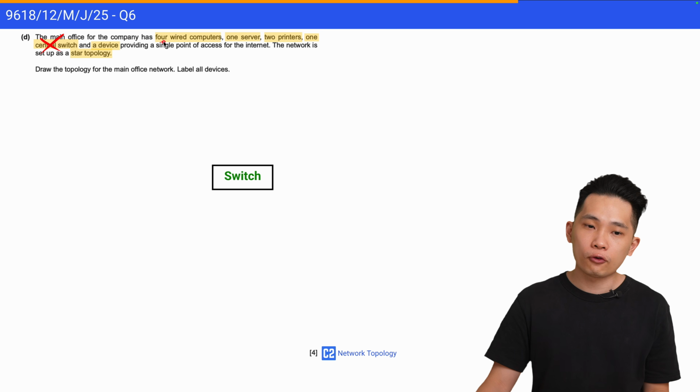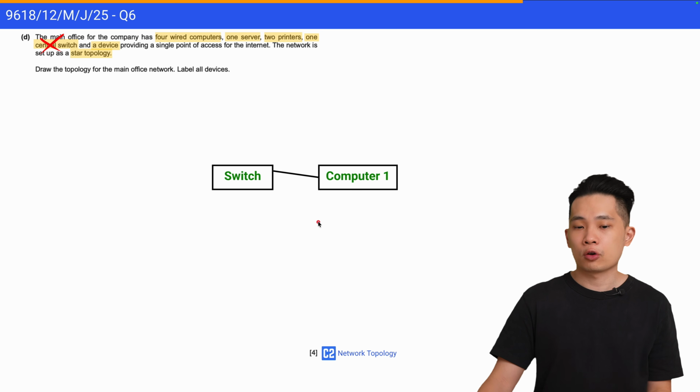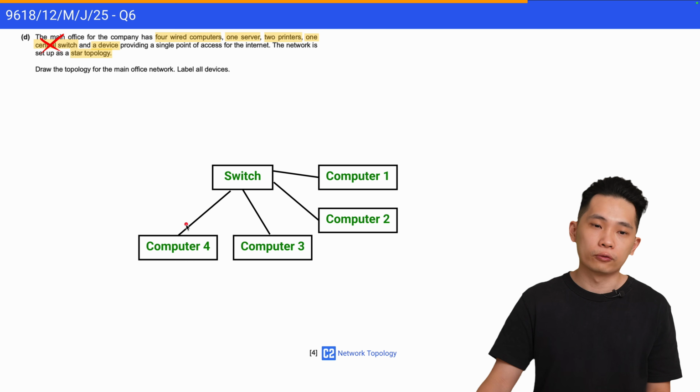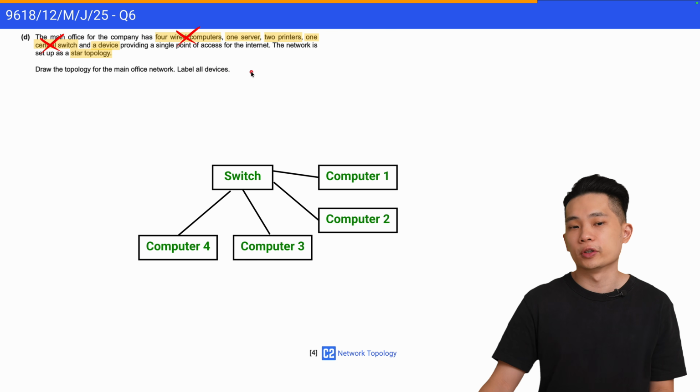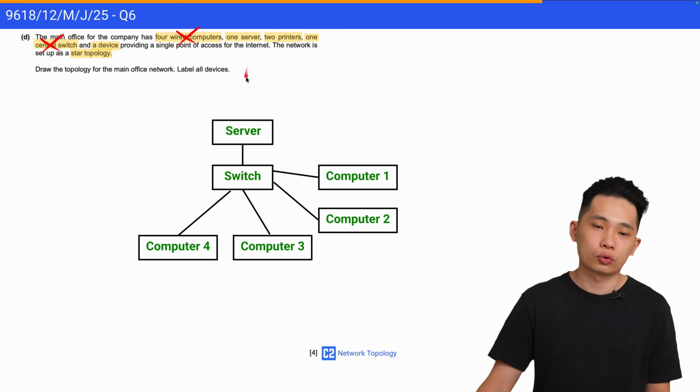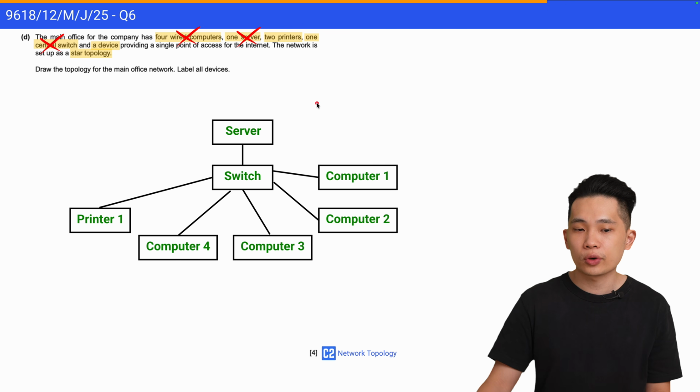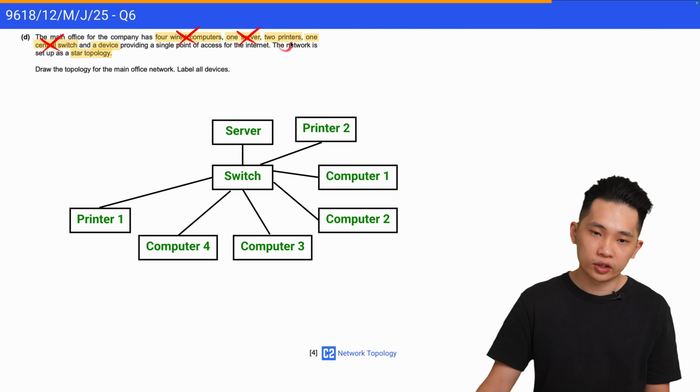And next, 4 wired computers. So computer 1, computer 2, computer 3, computer 4. So we have drawn 4 wired computers here. Let me just cross out these 4 wired computers. And then 1 server here. So cross out the server here. And then printer 1, printer 2. So let me just cross out these printers here.